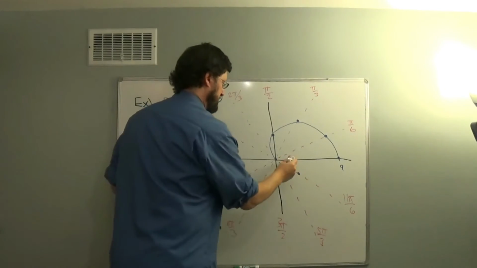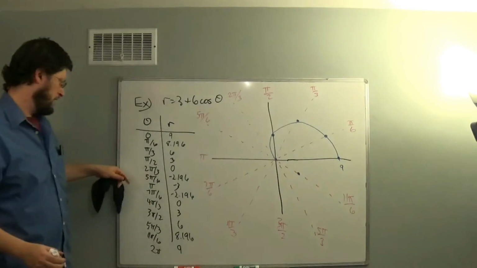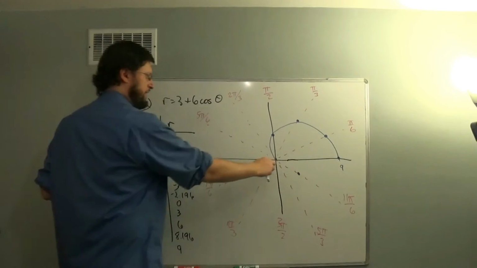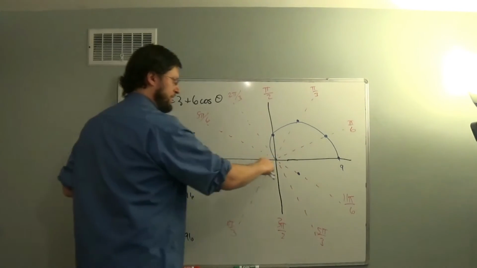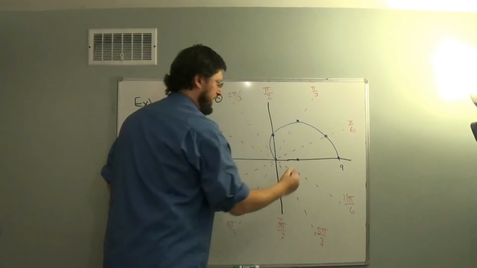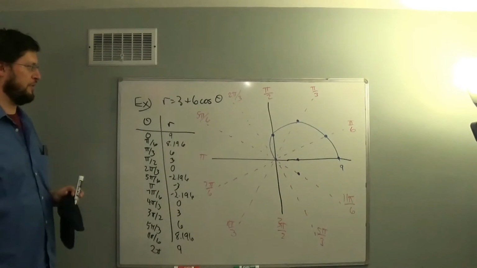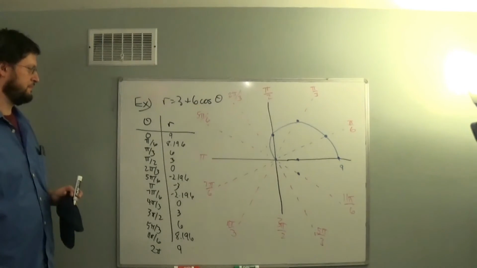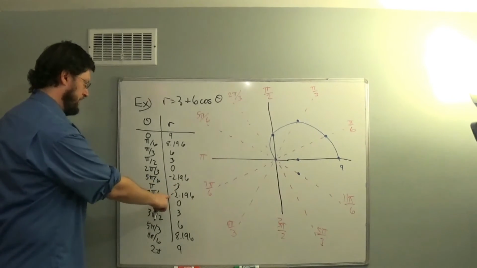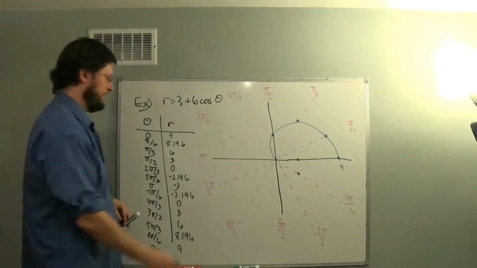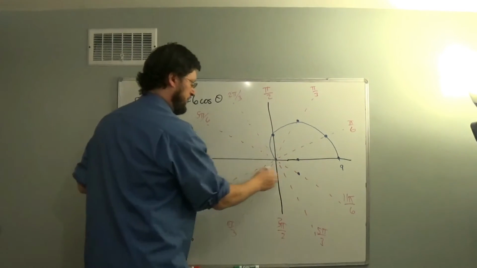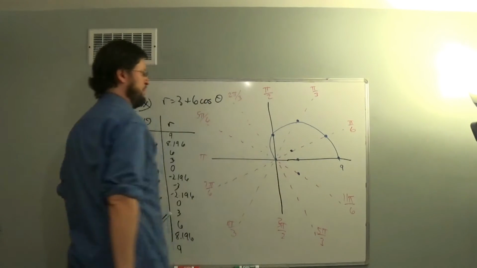Next, pi is at negative 3. So angle pi is here, but we're negative 3 units, so we're actually along the positive x-axis at negative 3. Now, 7 pi over 6 is also at negative 2.196, so 7 pi over 6 is here, exactly symmetric to this one. So we're back at that point.